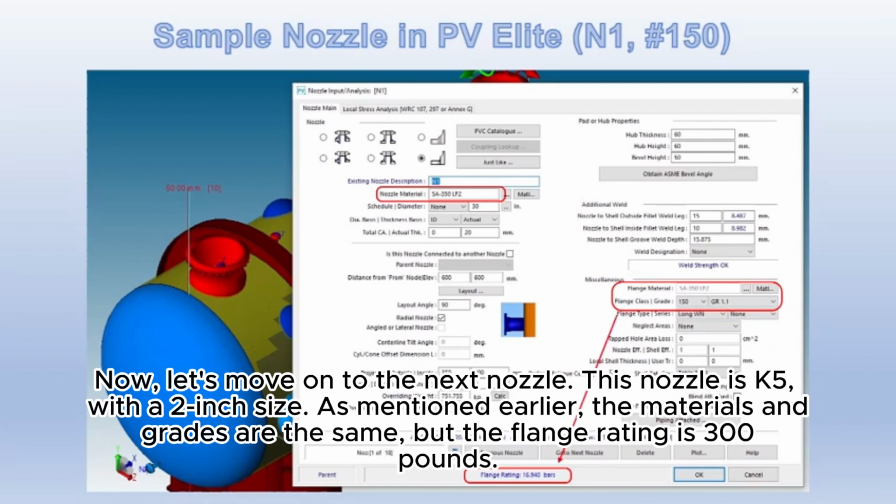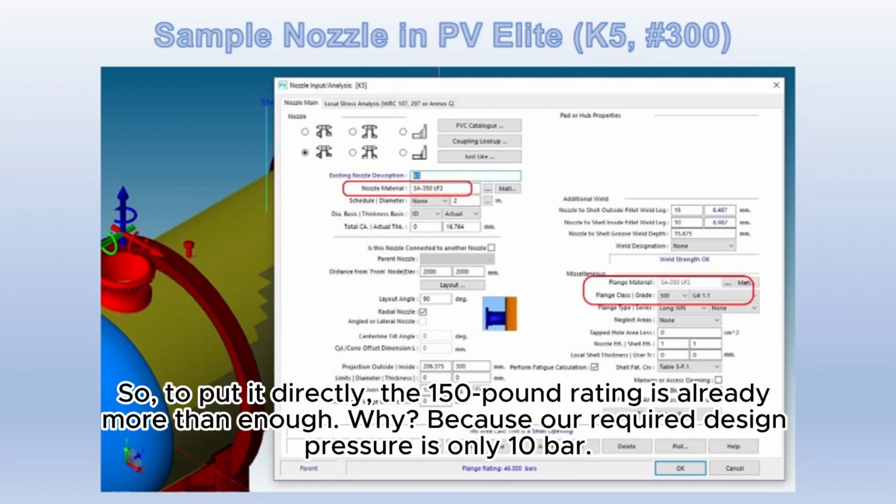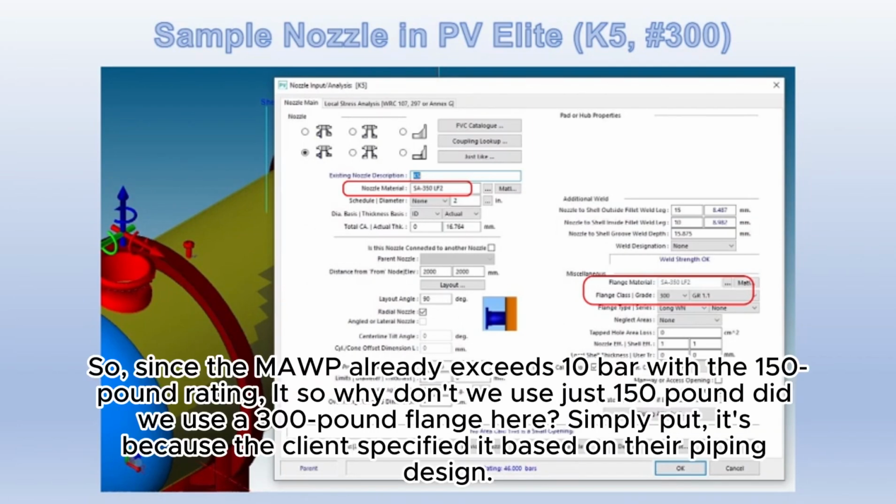Now, let's move on to the next nozzle. This nozzle is K5 with a 2-inch size. As mentioned earlier, the materials and grades are the same, but the flange rating is 300 pounds. So to put it directly, the 150-pound rating is already more than enough. Why? Because our required design pressure is only 10 bars. Since the MAWP already exceeds 10 bars with the 150-pound rating, why don't we use just 150 pound?